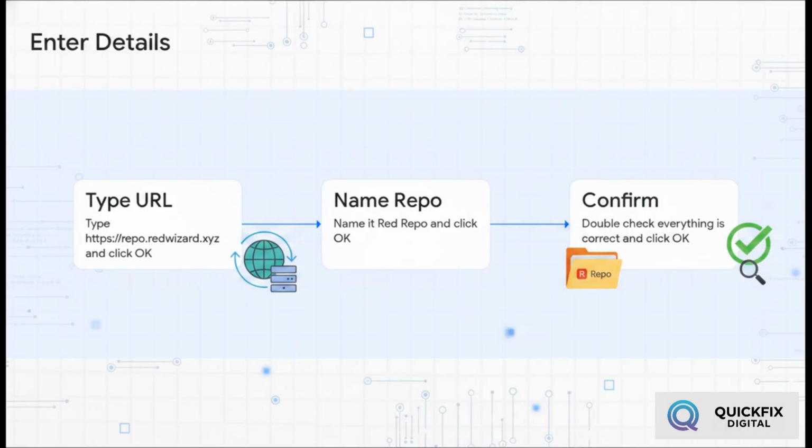Now, precision is absolutely key right here. Carefully type in this exact URL, https://repo.redwizard.xyz, and hit OK. Next up, name this source Red Repo. Now pause for a second. Double check that every single letter and symbol is perfectly correct before you click OK. I mean it, just one tiny typo here will derail the whole process.